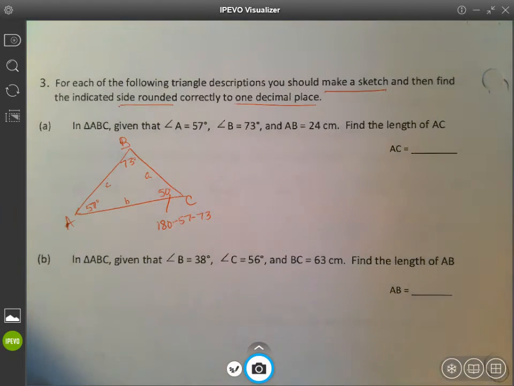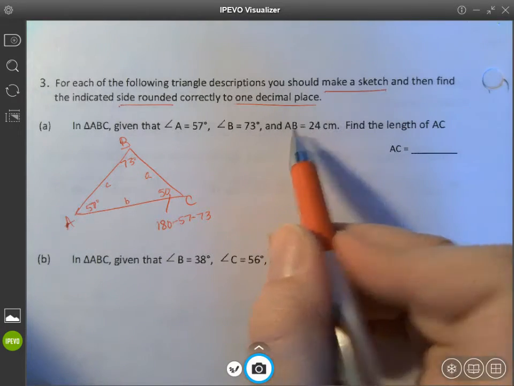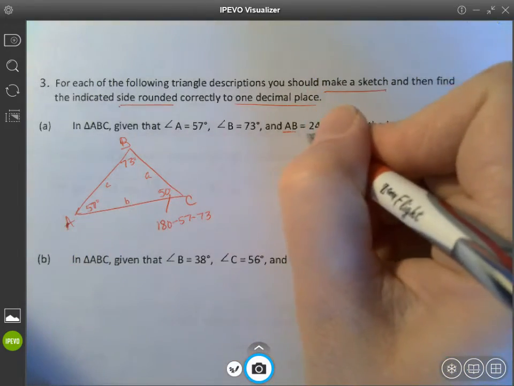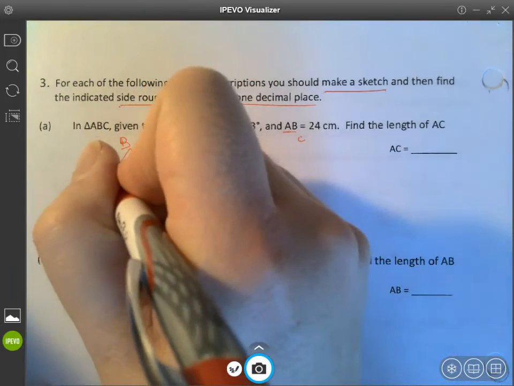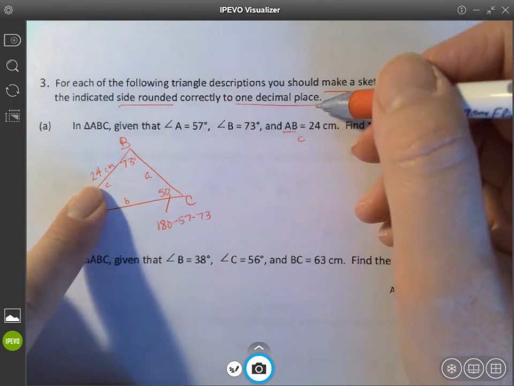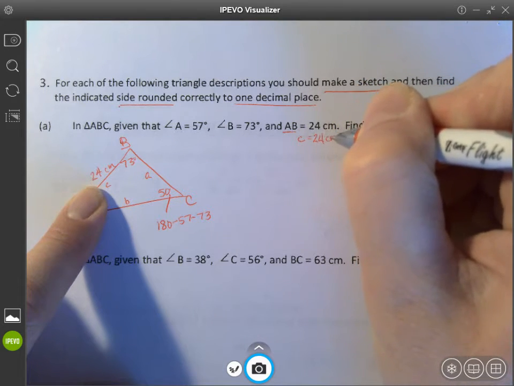Okay, and side AB. Notice they gave you the 2 pieces from A to B. So that's really side C is 24 centimeters. This was different. Normally they say side C. So this is little c is 24 centimeters.